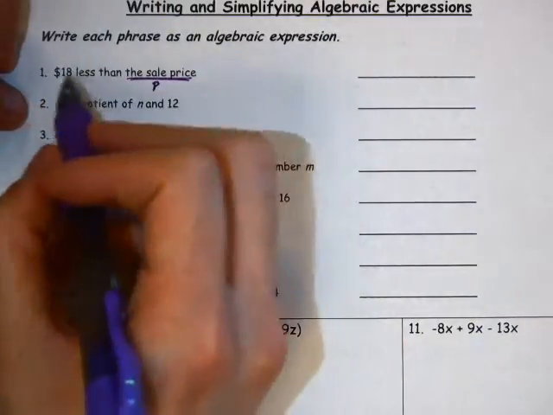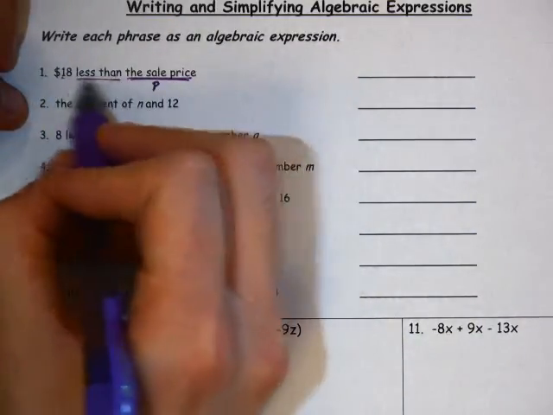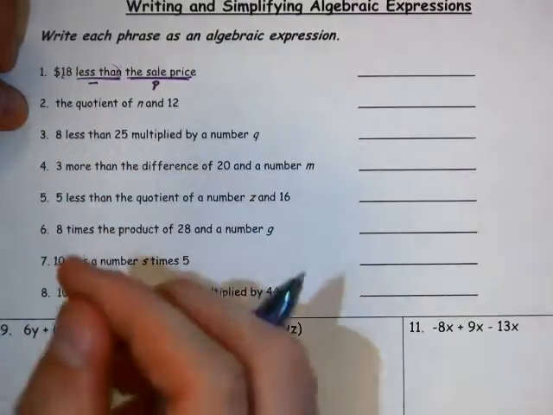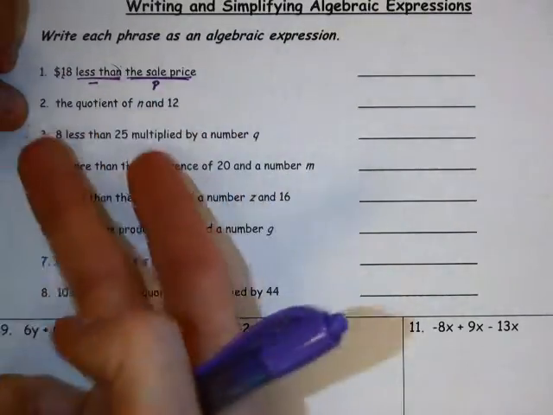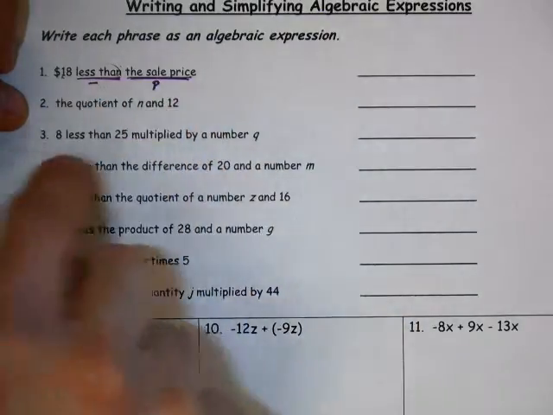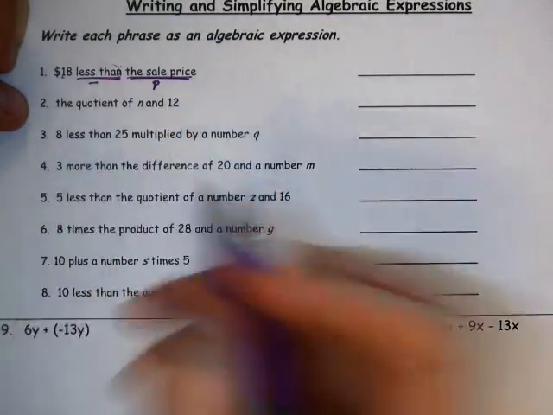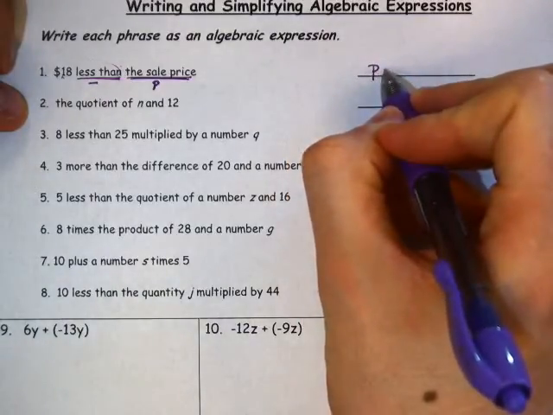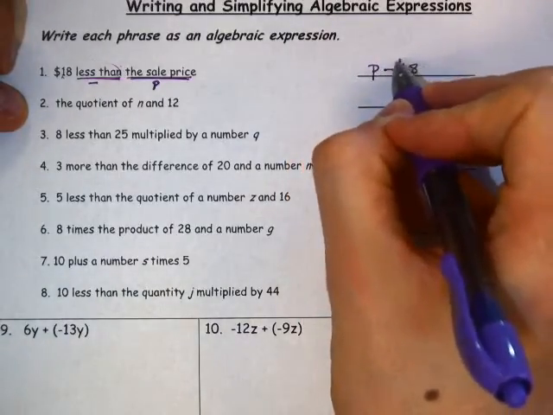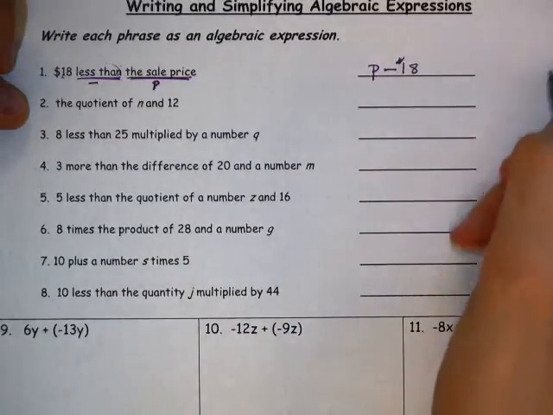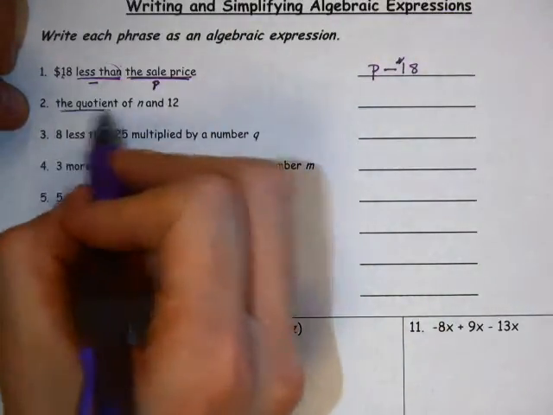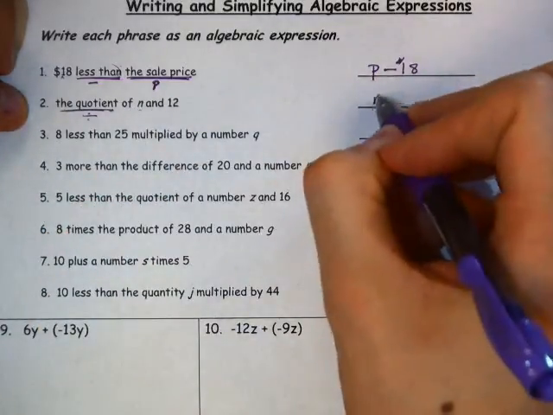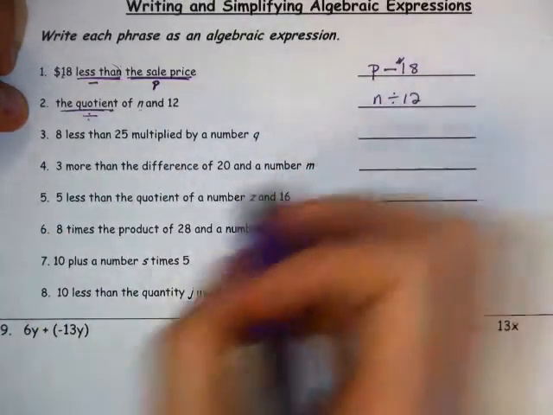All right, 18 less than P. So remember, less than means subtraction, but it's the one exceptional phrase that means we're going to flip the values instead of writing in the exact order they appear in. So this is going to be P, which is the sale price, minus $18. Okay. All right, number 2, the quotient, that's division, of n and 12. And we're going to keep them in that order. So n divided by 12.